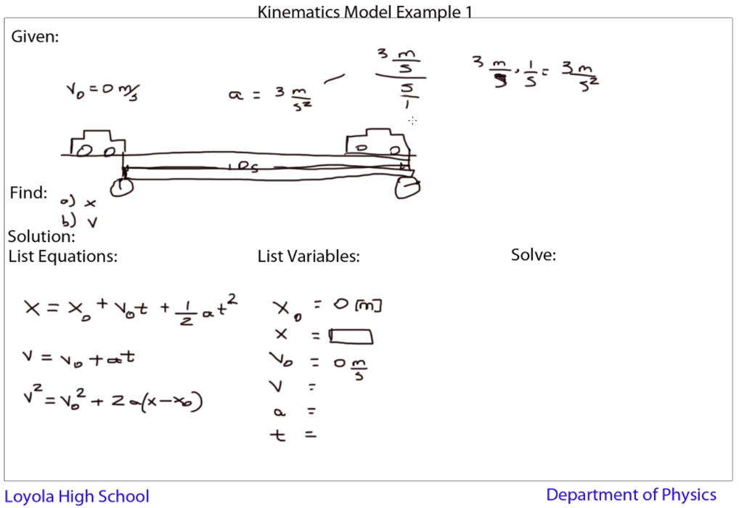The final velocity at the end of this period here, I do not know. We're going to actually find that. Put a box. The acceleration rate is 3 meters per second squared. And I do know that it takes 10 seconds. So this is the standard set of variables we're going to have for this type of motion.